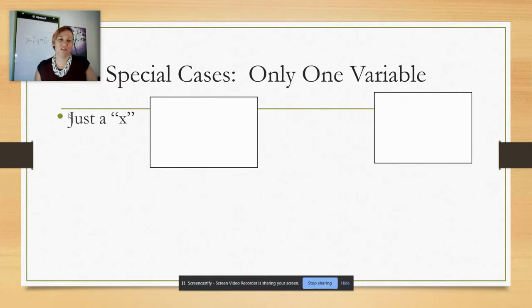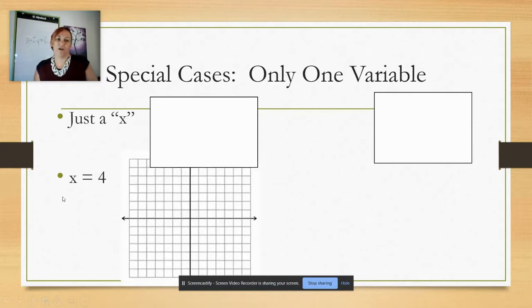In our first special case, we'll talk about when there's only a letter x in the equation, like this, x equals 4. When there's only a letter x in the equation, technically it's written in standard form. Standard form is in the format of ax plus by equals c. In this scenario, the b that's being multiplied by the y would just be the number 0, okay?